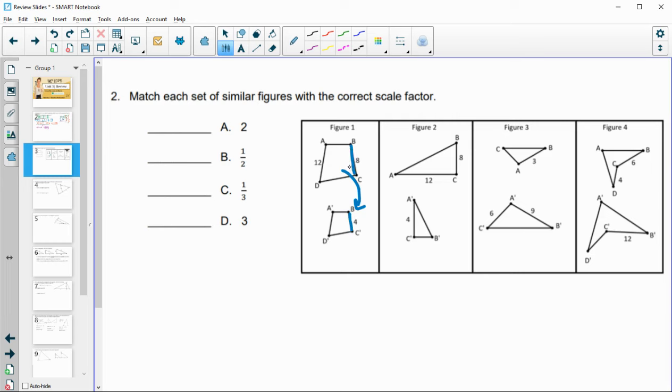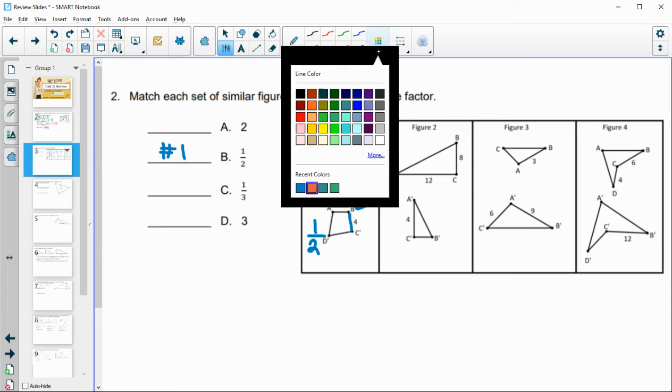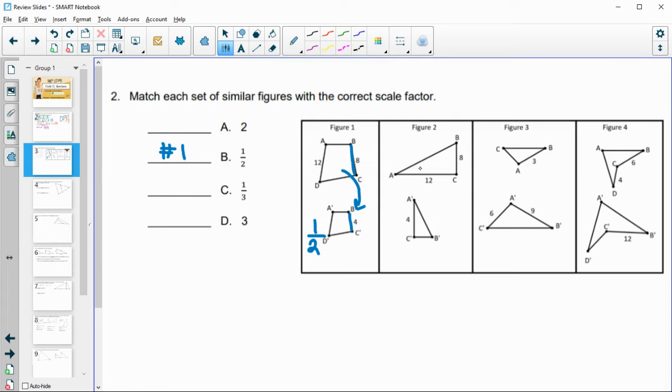And then compare these corresponding parts. So we went 8 to 4, okay, getting smaller. That's dividing by 2, which is the same as multiplying by 1/2. So this is figure number 1. Next one, when we look to the primes, so here's the original, here's the new, that's getting smaller. So this one's going to be a fraction again, less than 1.